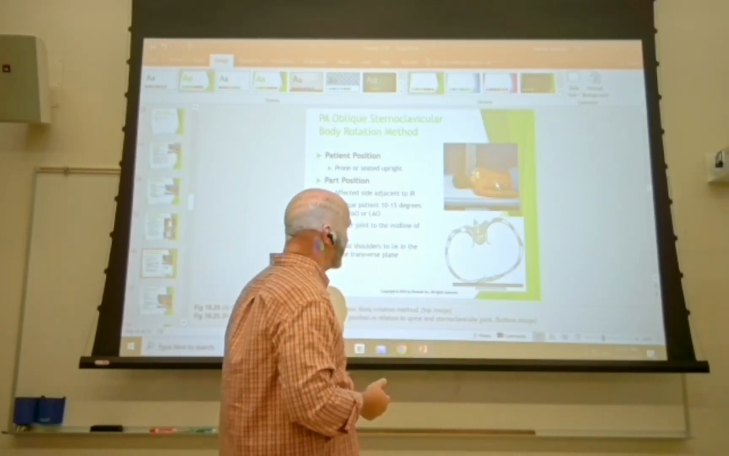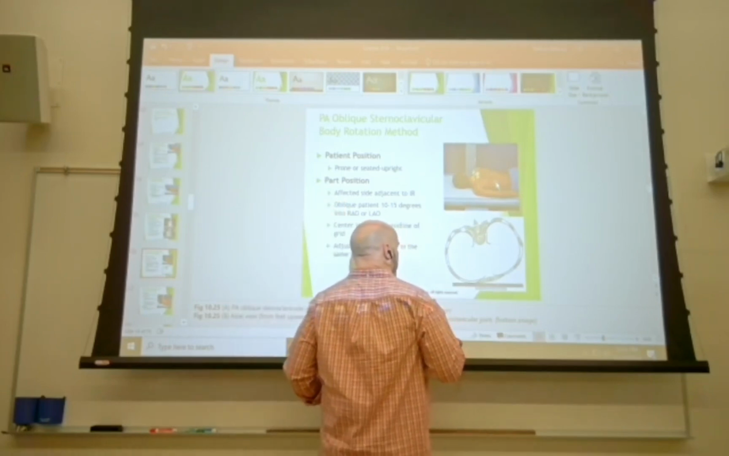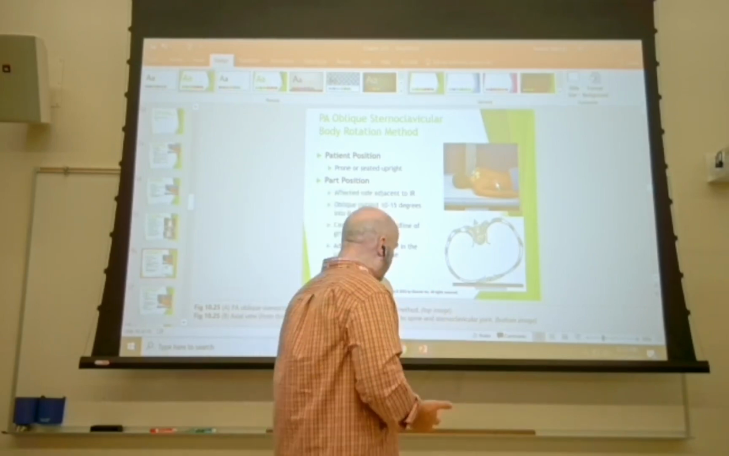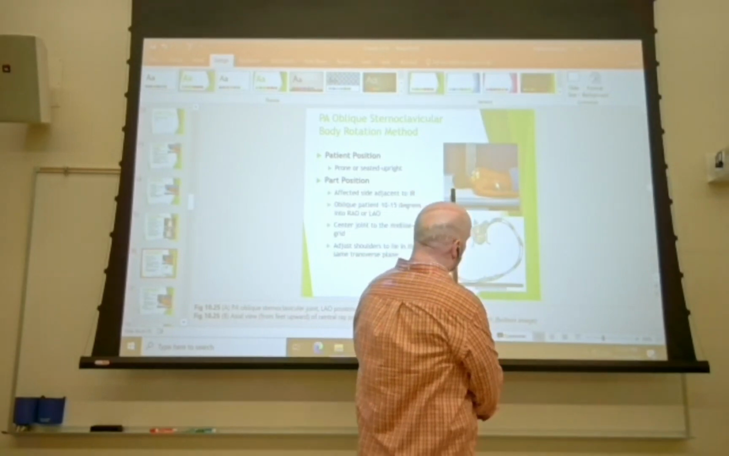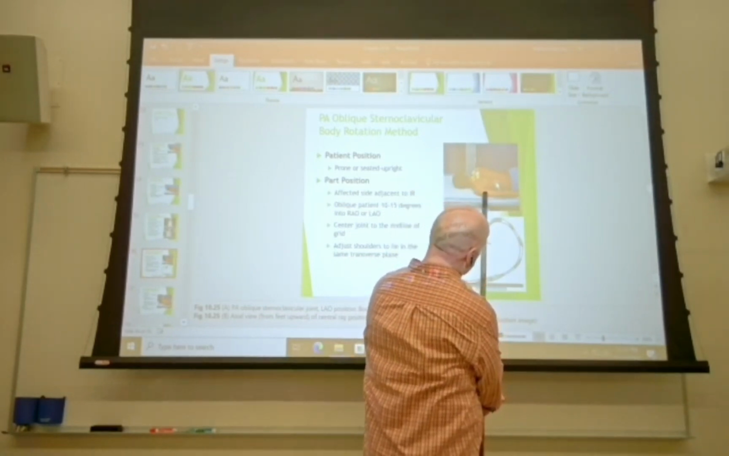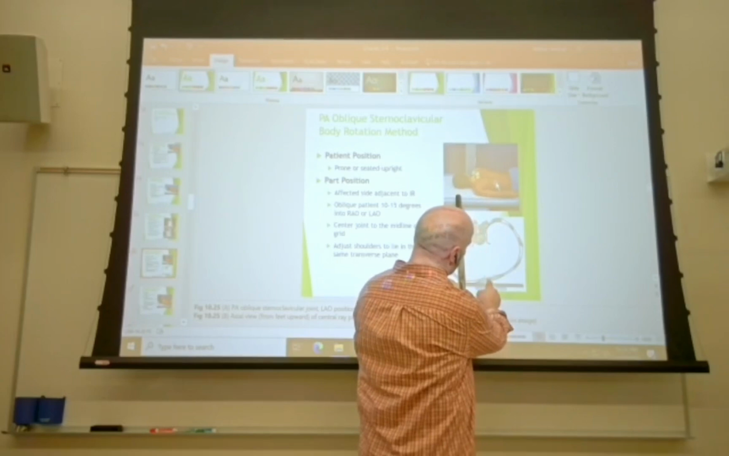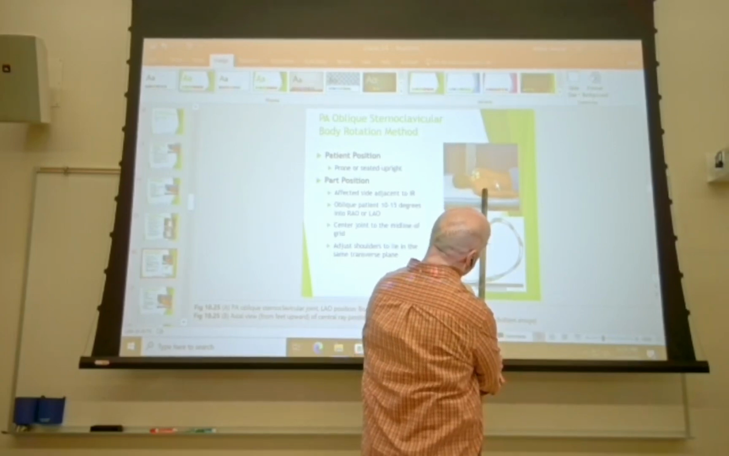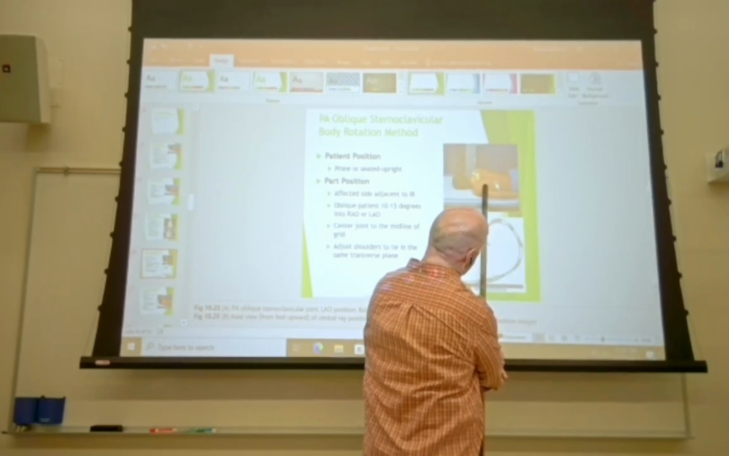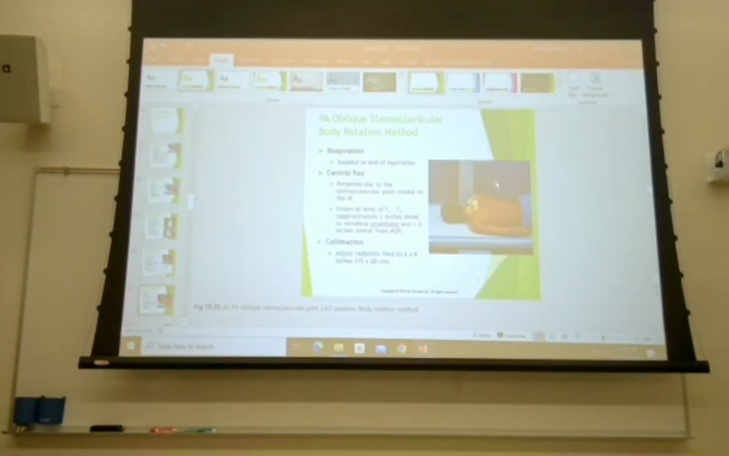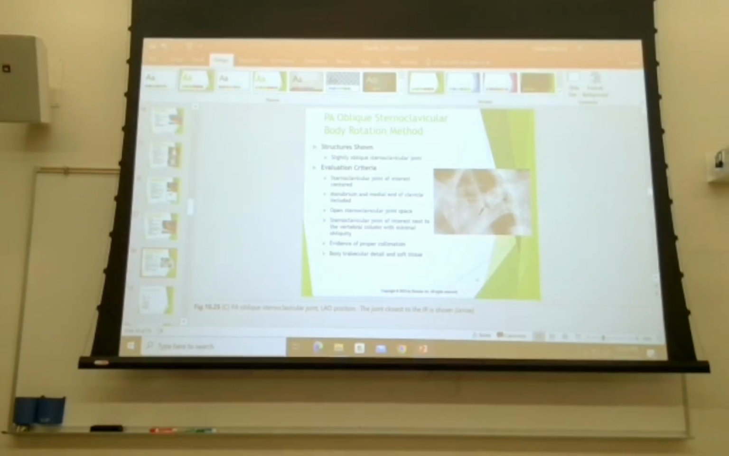Okay, so 15, 20 degrees. Again, LAO, RAO, 10 to 15 degrees. And what that should do is put the sternoclavicular joint that's closest to the image receptor out from under the spine. So that would be right here. If we drew that line straight up, it would be just slightly out from underneath the spine. So again, it looks like that. There's the spine, there's the sternum, and there's the clavicle, so we can see the sternoclavicular joint there.